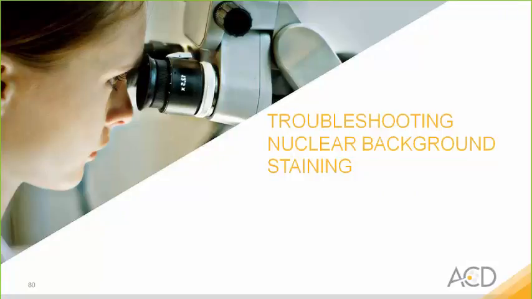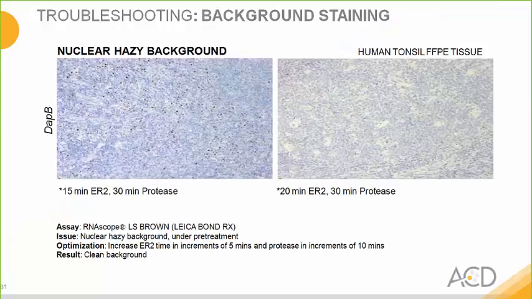Another issue to troubleshoot could be the presence of nuclear background staining. Here we have an assay that was run on the LEICA Bond RX with the LS Brown, DAPI negative control, and you see the presence of nuclear hazy background. This was done at the standard pretreatment conditions of a 15-minute ER2 and 30-minute protease.